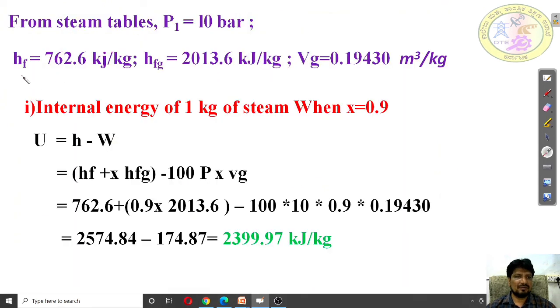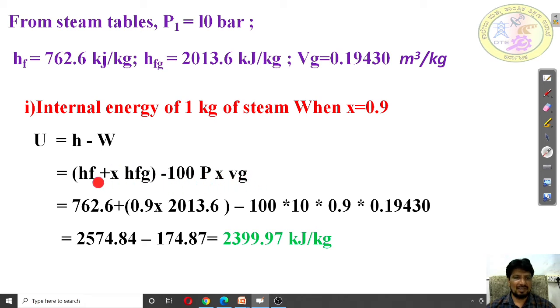Once you know the values of HF, HFG and Vg, then we know the formula for calculating the internal energy of 1 kg of steam, when the dryness fraction is 0.9. So this is the formula: U is equal to H minus W, where H is the enthalpy of wet steam, HF plus X into HFG, minus W, the work done during evaporation of wet steam, which is 100 P into X into Vg.